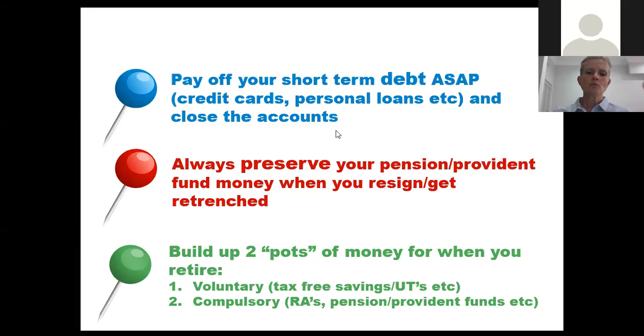Build up two pots of money for when you retire. You have your voluntary, your tax-free savings, your unit trust, your matured endowments, all of those products that can give you a little bit of leeway in terms of when you retire, and then have your compulsory pot of money, which would be your pension funds, your provident funds, and your retirement annuity policies. That way, when you get to retirement, you actually have room to move. You're not forced to draw maximums out of your living annuity because you actually have nothing else to live on, because the money unfortunately won't last.